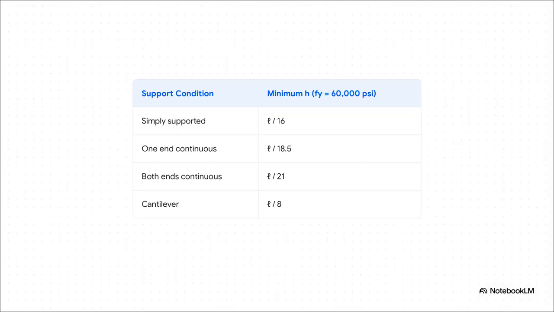That first check is a real time saver. The code gives us these simple span-to-depth ratios. For a simply supported beam, for example, as long as its depth is at least its span length divided by 16, we probably don't have to do a super complicated calculation to check for sagging. It's a fantastic rule of thumb to keep our floors from feeling bouncy.